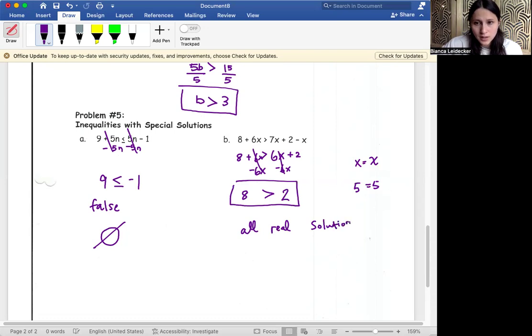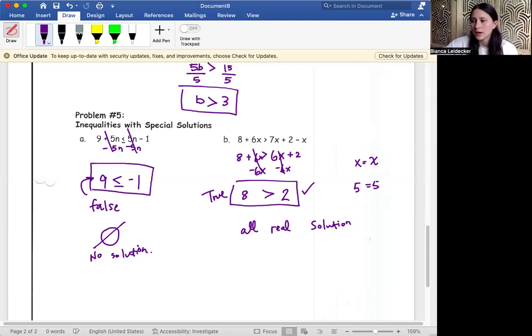Because you could replace x with any number and your number sentence should be true, okay? And in the end, it's really because your terms with your variables just cancel out anyway, and then you're going to be left with 8 is greater than 2. And this, in the end, is a true statement. So this is true, and therefore you have an all real solution. This one, the statement that you ended up with in your answer is false. Therefore, this is what we call a no solution.